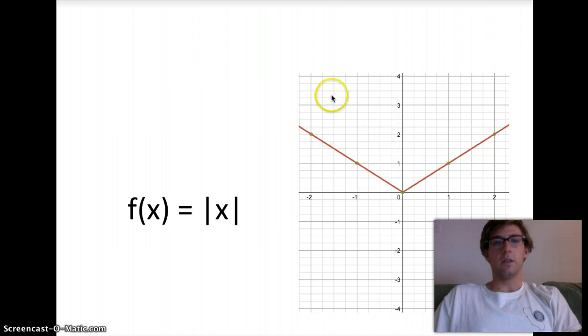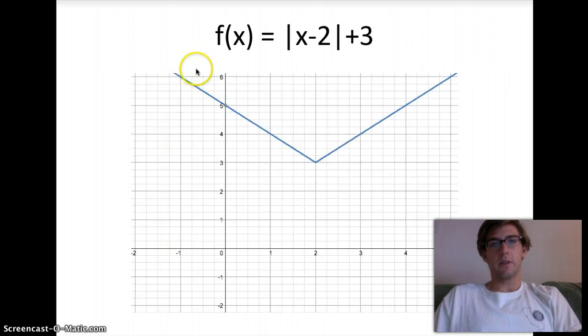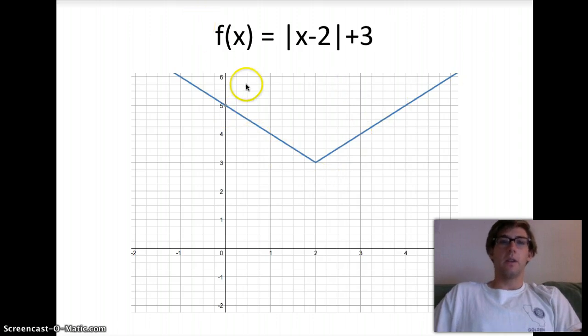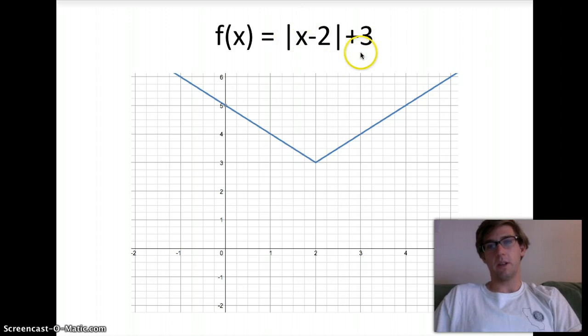So in general, all equations that have an absolute value in them will be a V like this. And you can imagine that just like we can change the slope or the y-intercept of a line, we could change the slope of these two sides of the V, we could change the y-intercept of the V, depending on what we do. So this graph, for example, is a shift of that graph we saw before. This one is the graph of f of x equals the absolute value of x minus 2, plus 3.